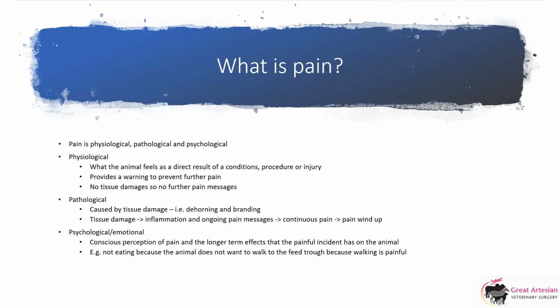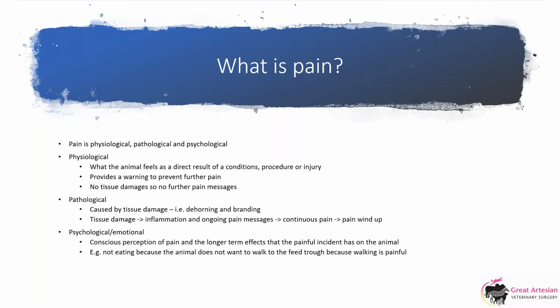Essentially, these respond to a stimulus that's actually or potentially causing damage to the tissues. It causes nerve impulses to fire along pain-specific nerves towards the spinal cord and the brain, and that's how the animal registers that it's in pain. The physiological impact is what the animal feels as a direct result of the stimulus. It provides a warning to prevent further pain, but no tissue damage is actually involved at that stage. A good example of that is when you put your hand on a hot stove and you pull it away before you actually realise what you've done, and that's just a reflex action.